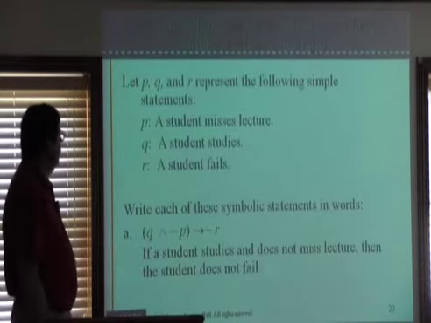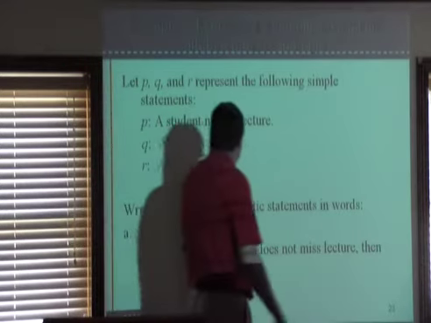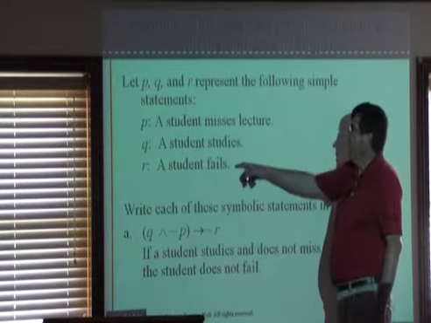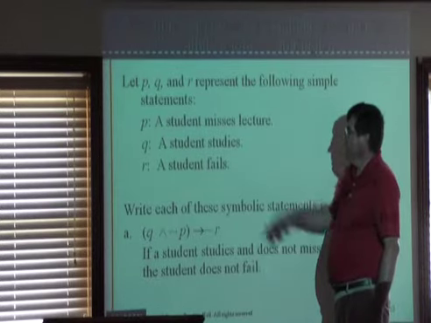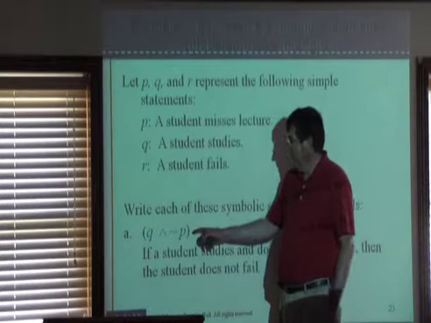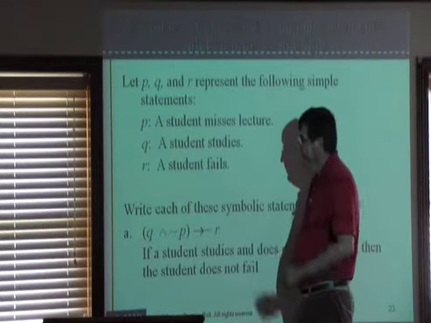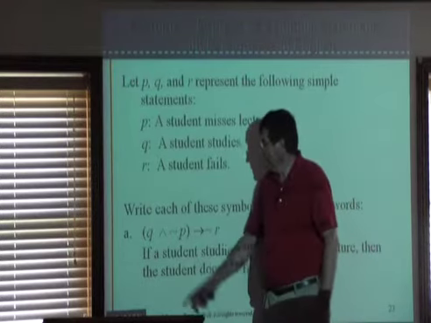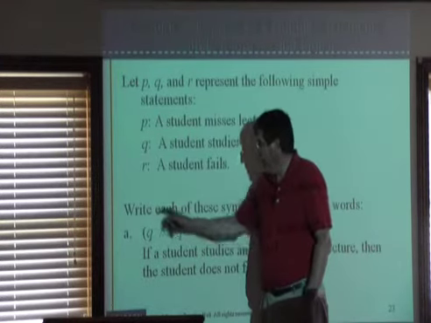All right, here's an example. So P, a student misses the lecture. Q, a student studies. R, a student fails. How would I write this? Good question. All right, let's see. Let's take it from the top. Remember, this is a group, right?